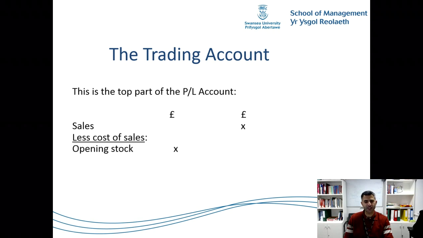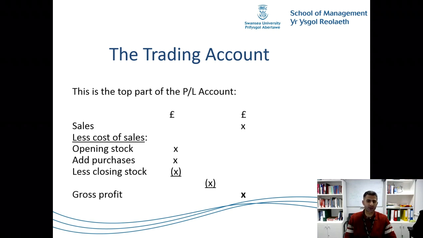This is the trading account. Look here. In order to calculate the gross profit, we agreed that you start with sales revenue, as you see, and then you need to calculate cost of sales. Why? Because sales minus cost of sales equals gross profit. So again and again, you need to memorize this. The formula for cost of sales equals opening inventory plus purchases minus closing inventory. If you do this, you should find the cost of sales. So sales minus cost of sales is the gross profit.